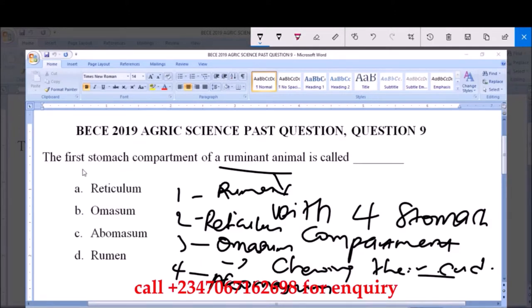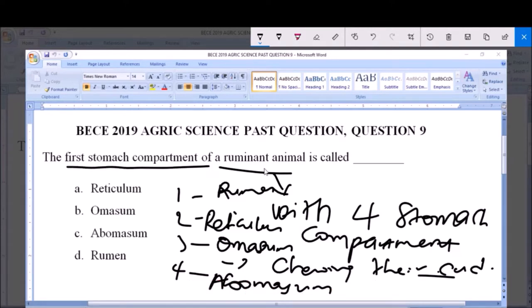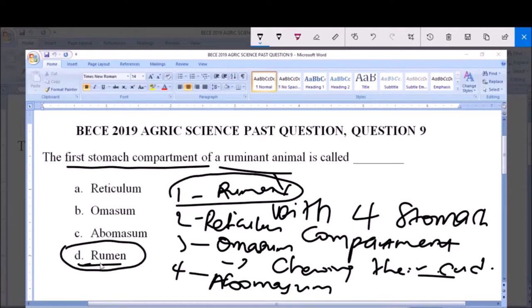Now the question says, the first stomach compartment of a ruminant animal is called dash, and you agree with me that the first stomach compartment is the rumen. So option D is the correct answer, that is, rumen is the first stomach compartment of a ruminant animal.